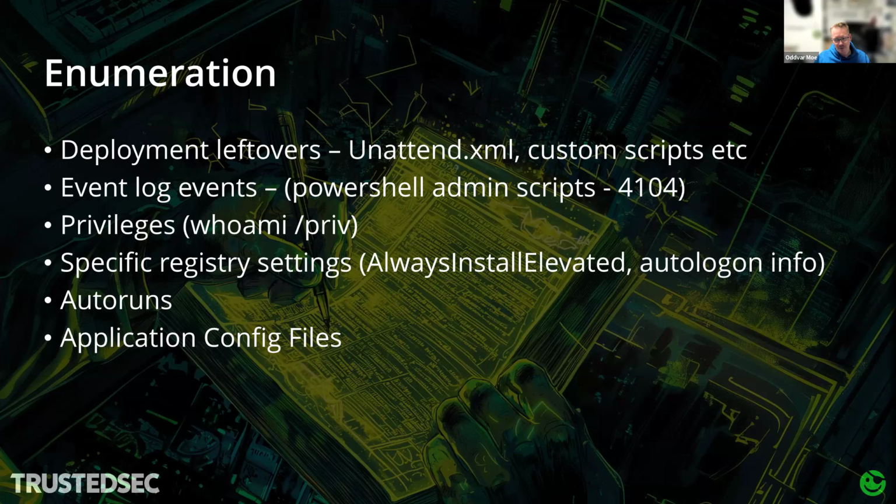Also, like auto logon information, if you can find that in the registry, that's of course free passwords and stuff. Other things I look at are autoruns, and of course, if there are any specific configuration files for applications, sometimes they contain interesting information, maybe connection strings and stuff. Again, that's more directed to network exploitation, but still really interesting when you're doing enumeration.